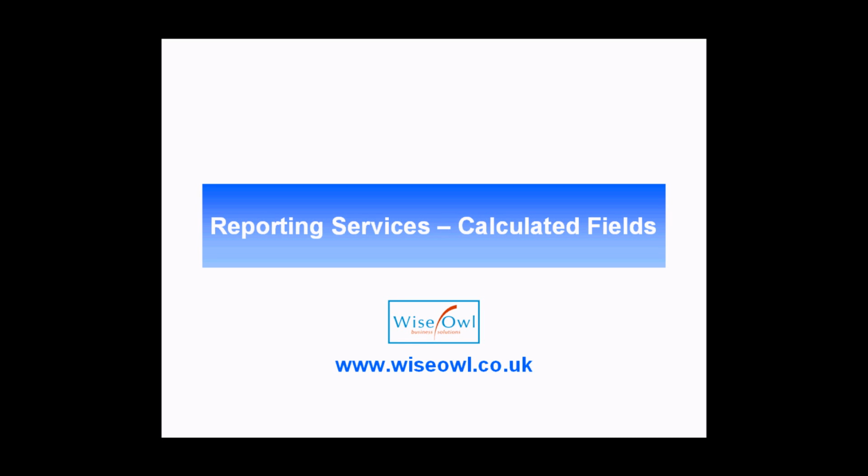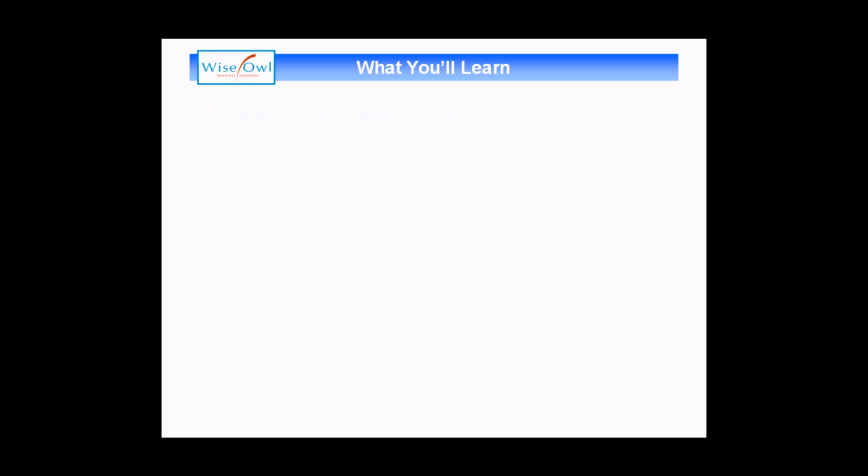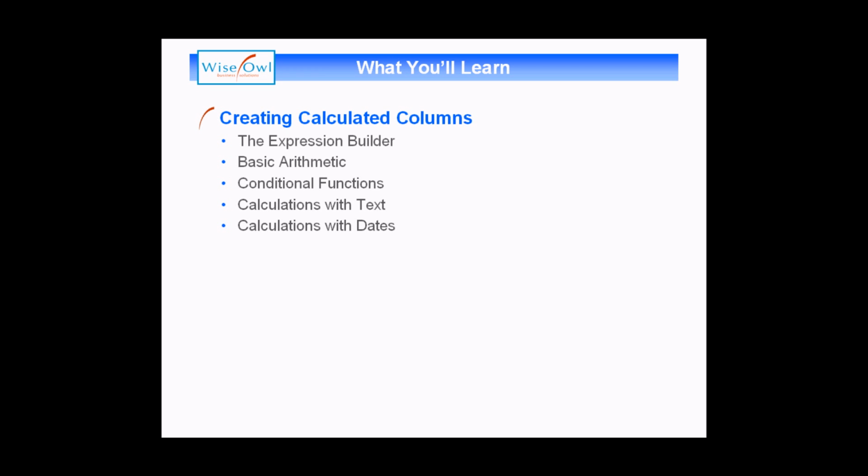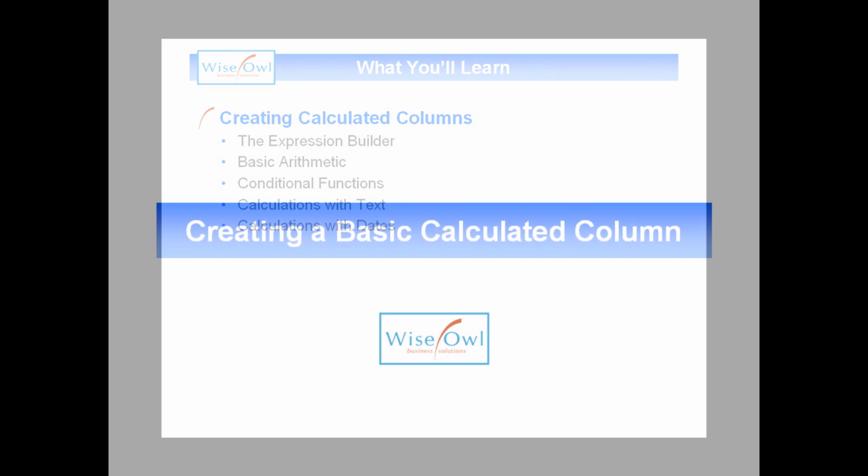In this session we're going to teach you all about creating calculated columns in reporting services reports. You'll learn how to create calculated columns using the expression builder tool. We'll start by using basic arithmetic to create some simple expressions, and then move on to show you how to use functions including conditional functions such as if and switch, how you can perform calculations with text, and then finally a few useful date functions as well. So let's get started.